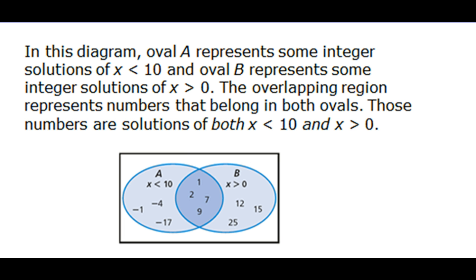This diagram is called a Venn diagram. And A here represents all of the values that are less than 10, so a representation of numbers that are less than 10. And B represents numbers that are greater than 0. You see the overlapping region right in here, this part right in here, are numbers that belong in both of those ovals. That's the and situation. You're looking for the overlap there.